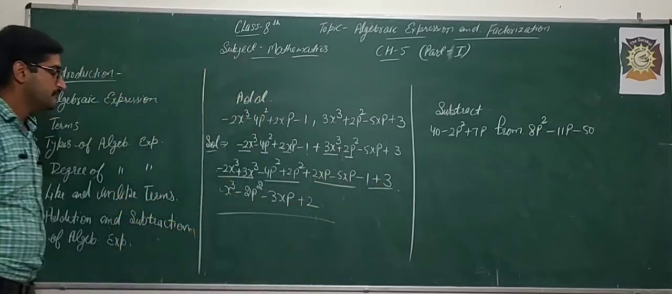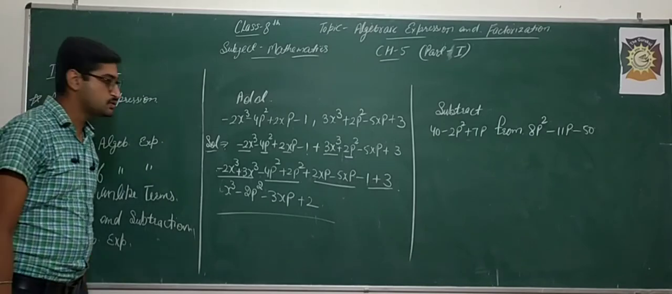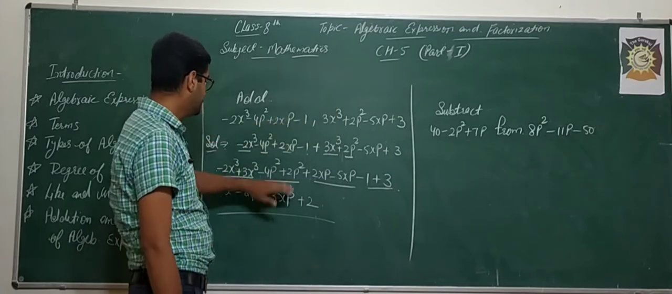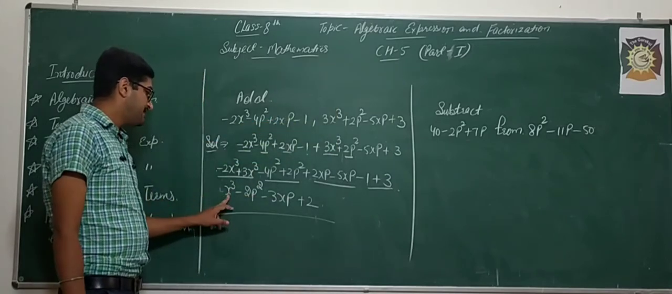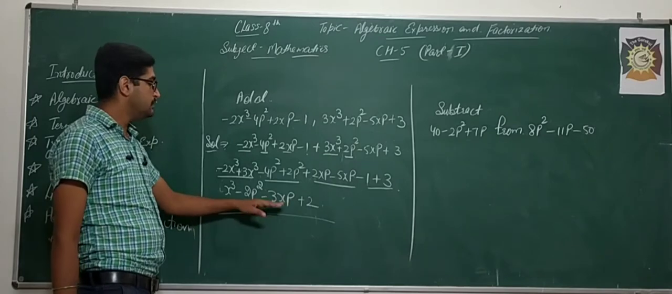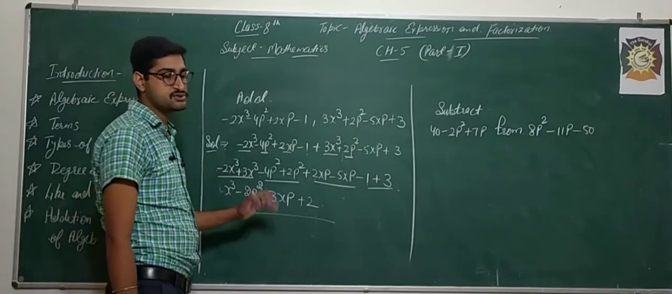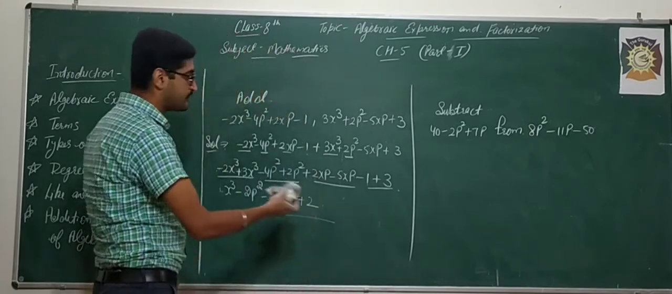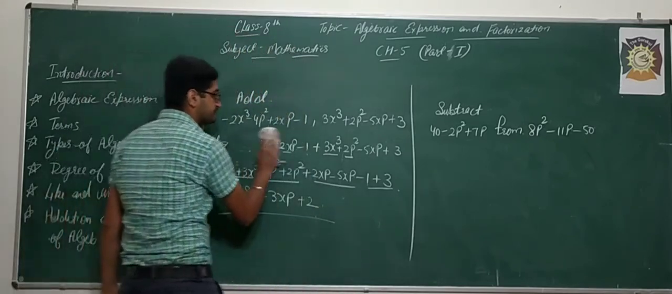So this is the final answer of this question, when we add these two algebraic expressions. Here you can see the power is 3, x cubed, it's p square, it's xp. All these are unlike terms to each other. Also, we can apply one more method to this.